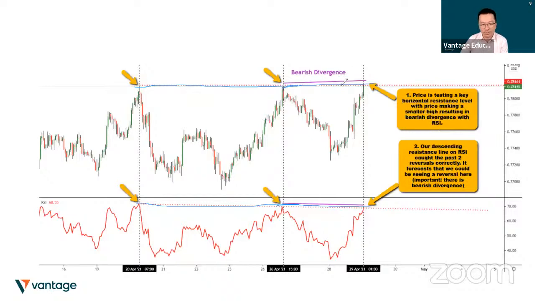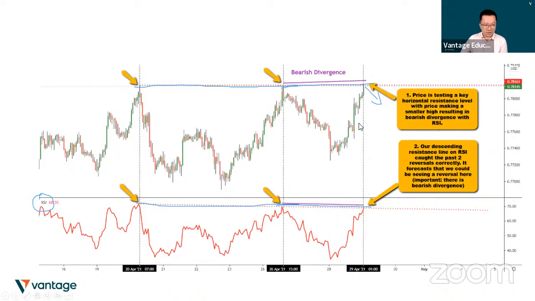So what do you think is going to happen here? You have a nice horizontal resistance, or a nice bearish divergence forming at a horizontal resistance. In this case, we're using the RSI as an indicator there. What do you think is going to happen? We should be looking for price to break towards the downside.